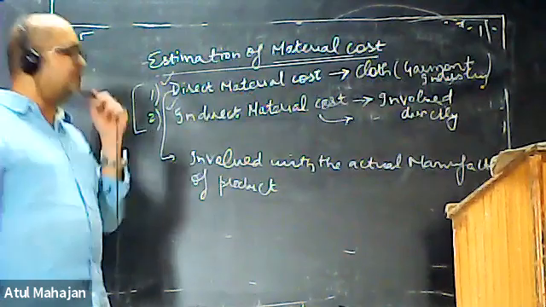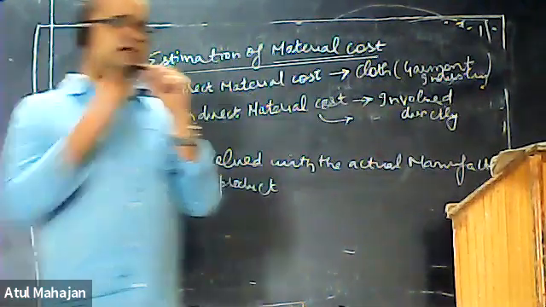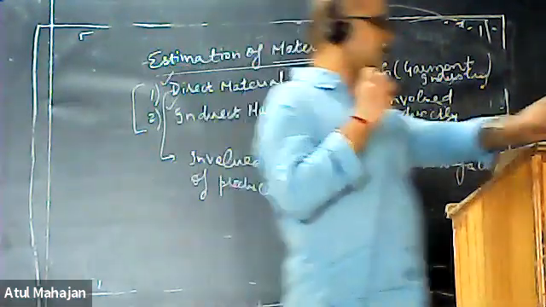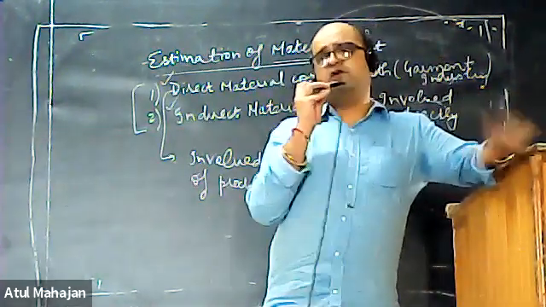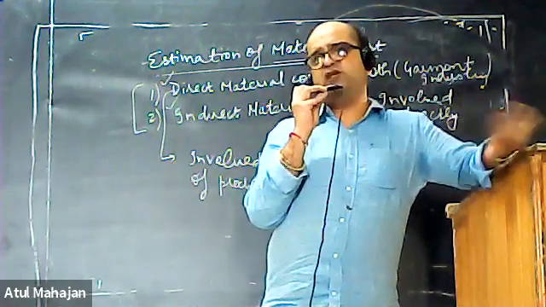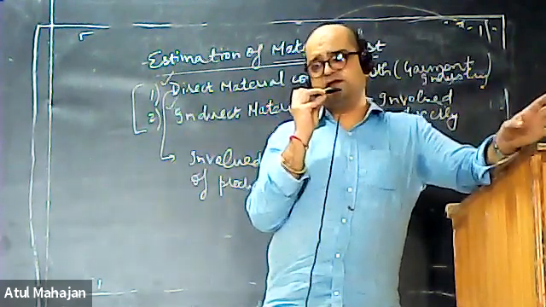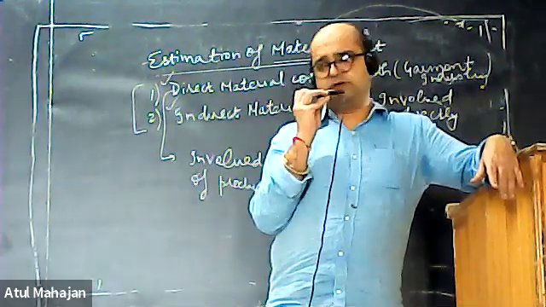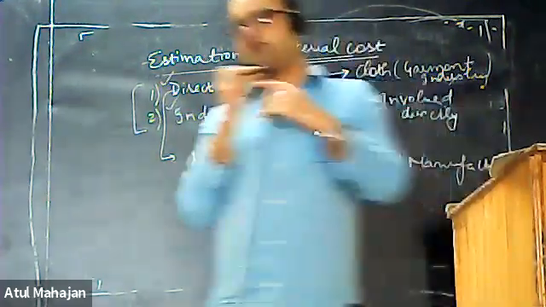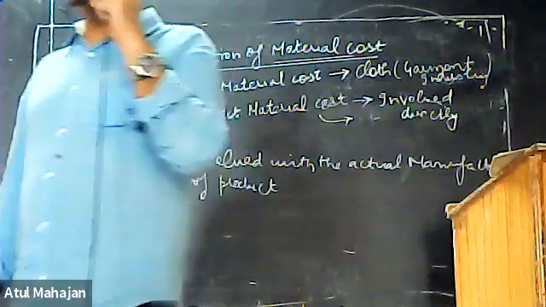So these are the things which are not involved directly, but they are actually being used in many of the manufacturing processes. So they are involved with it also. Okay, so this is the category for your indirect material cost.